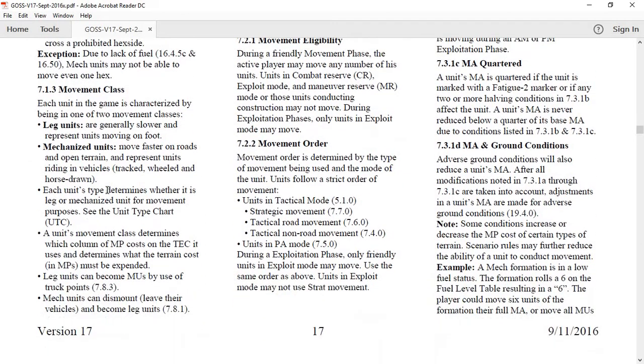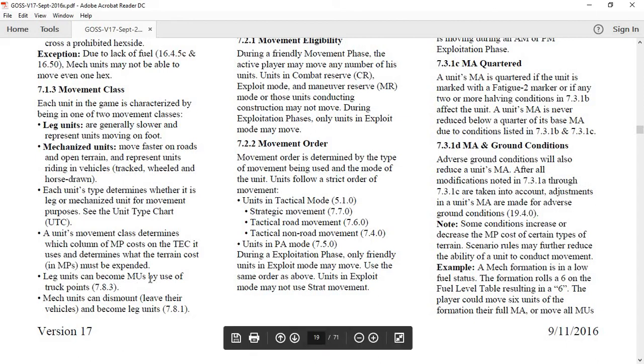Okay. Movement class. Each unit in the game is characterized by being in one of two movement classes. Leg units are generally slower and represent units moving on foot. Mechanized units move faster on roads and open terrain and represent units riding in vehicles, tracked, wheeled, and horse-drawn. Each unit's type determines whether it is a leg or mechanized unit for movement purposes. See the unit type chart, UTC. A unit's movement class determines which column of the MP costs on the chart it uses and determines what the terrain cost in MPs must be expended.